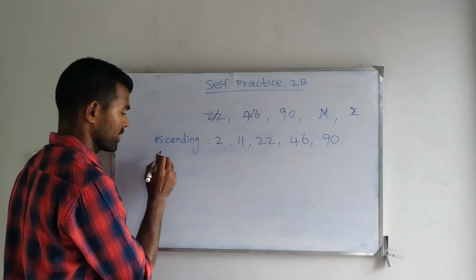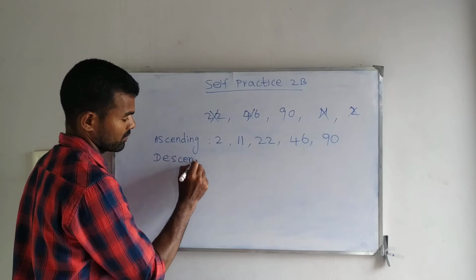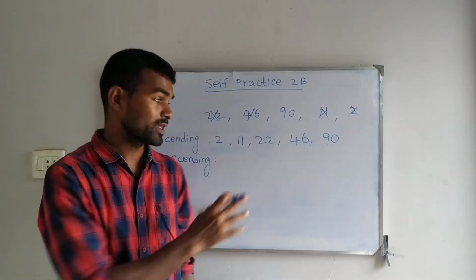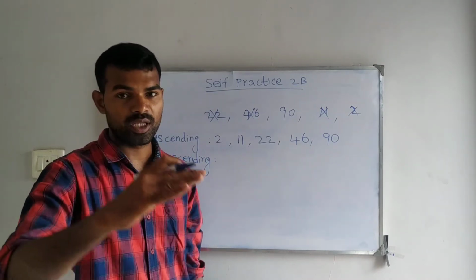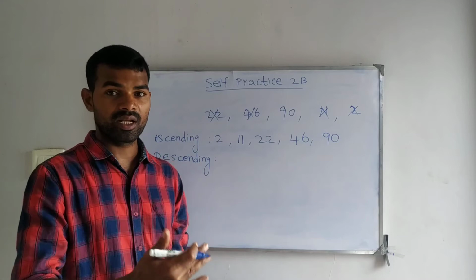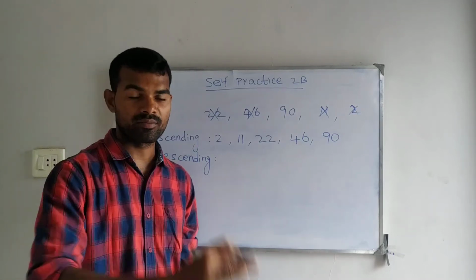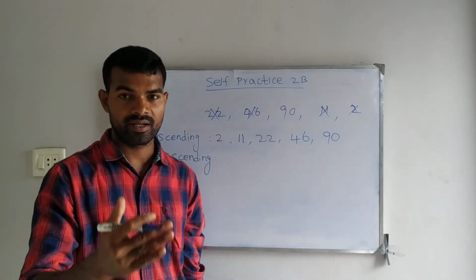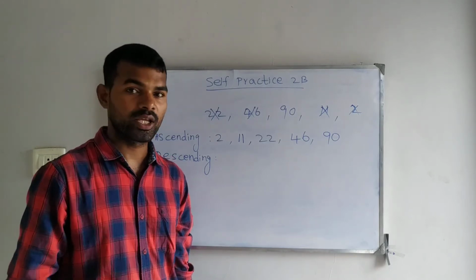And the next order is descending. Descending is just the opposite. Ascending is smaller to greater, 1, 2, 3, 4 like that. Descending means from greater to smaller, bigger to smaller, like 9, 8, 7, 6, 5, 4, 3, 2, 1. Like that you have to tell.